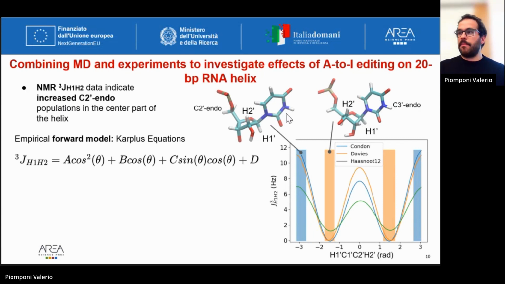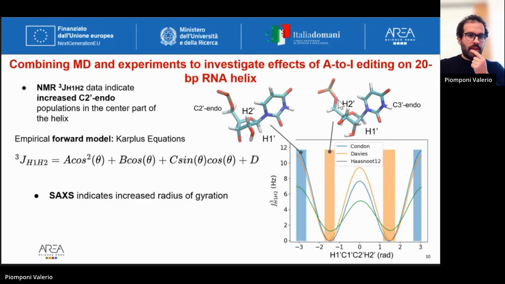And these J-coupling signals can be mapped against a specific torsional angle that is related to these two hydrogens, H2' and H1'. So you have a specific forward model called the Karplus equation that allows you to relate the NMR signals to these torsional angles. You can use this model to also back-calculate the signals from a molecular dynamics trajectory, for example. And from this plot, you can see that high values of the J-coupling signals correspond to the C2-endo conformation, whereas low values of these signals correspond to the C3-endo conformation.